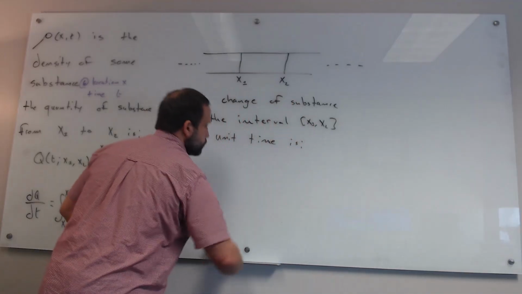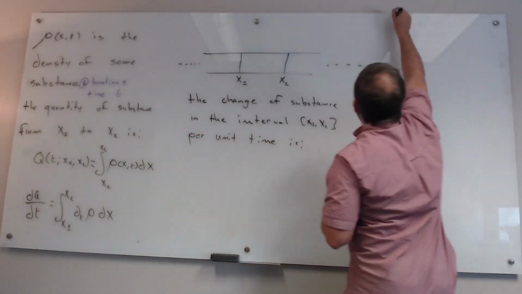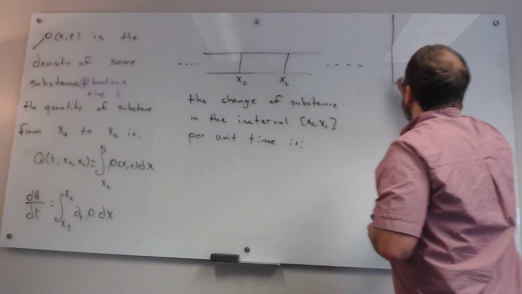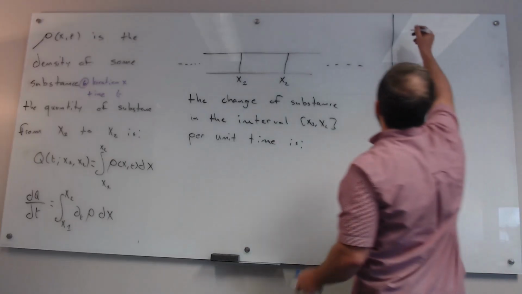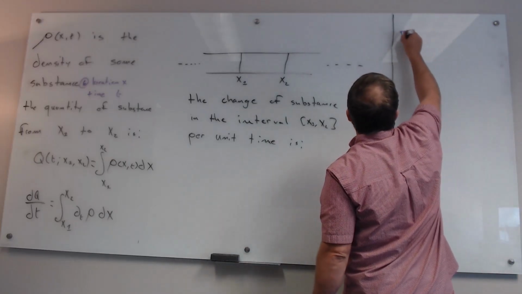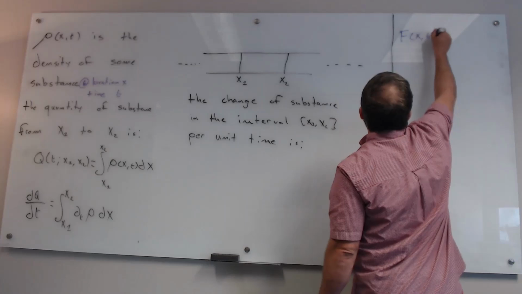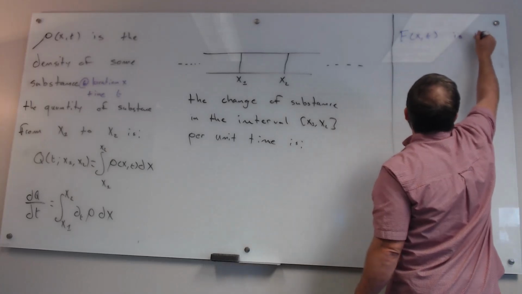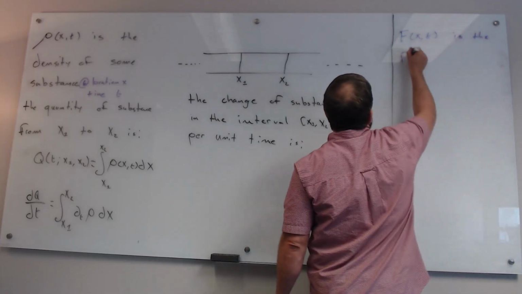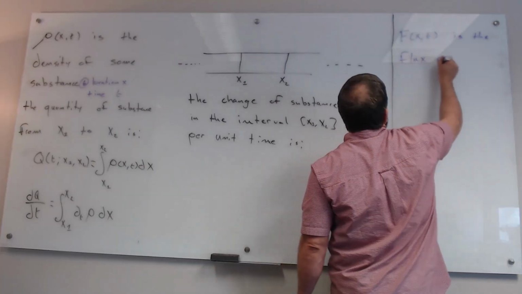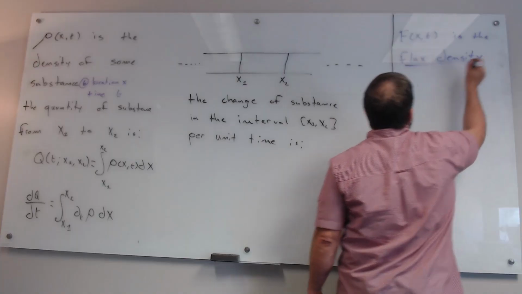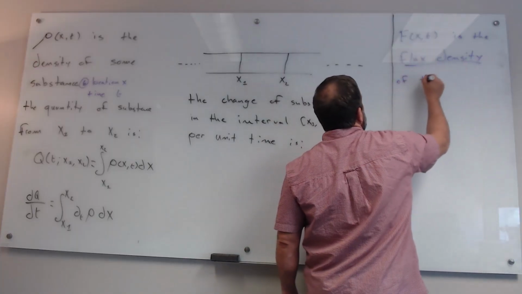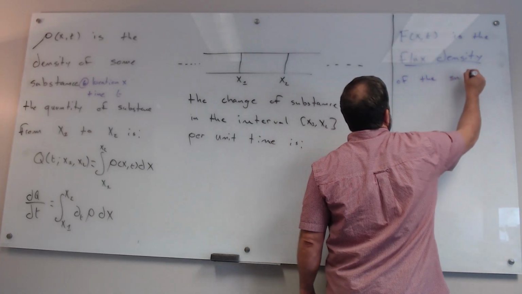So I'm going to introduce a new quantity. Before I can write another way to write the change, I need to introduce a new quantity, and this is going to be called the flux density. So F of x, t is the flux density of the substance.